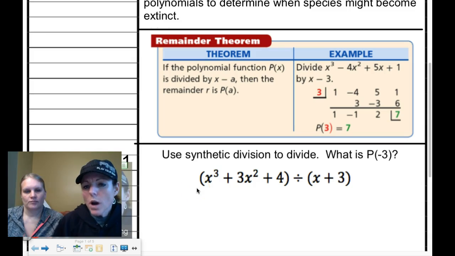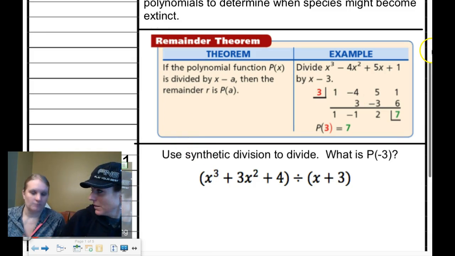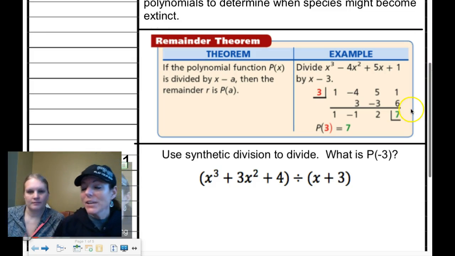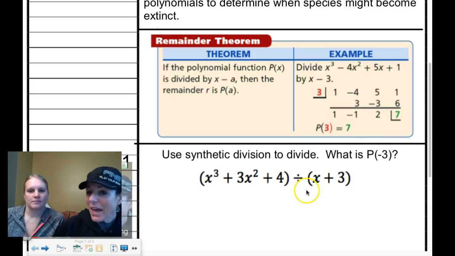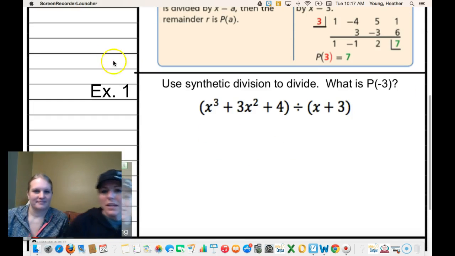Notice on example 1, we're going to use synthetic division to divide, and it's asking us, what is p of -3? All that's saying is, if we would plug in a -3 into the dividend, what answer would we get? So what we're going to actually do right now is divide, and the remainder is that value. Okay? So here we go. We're going to use synthetic division to divide.